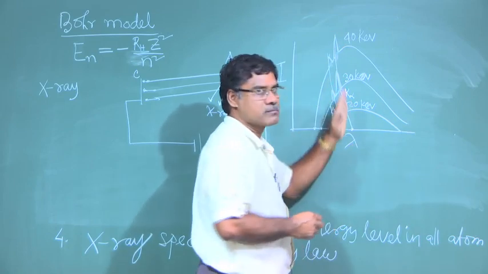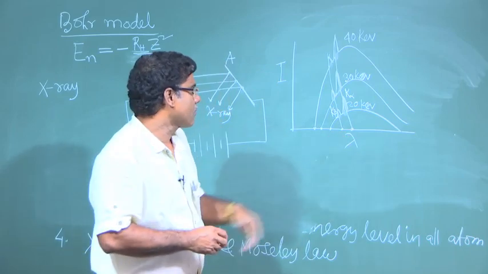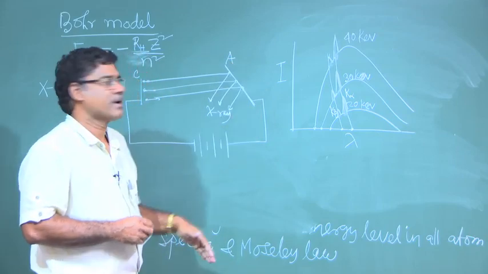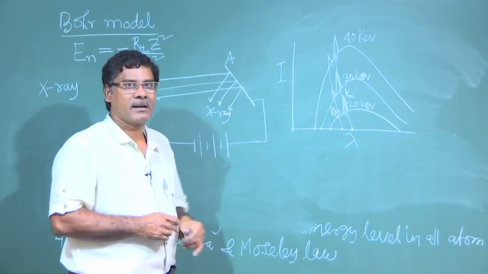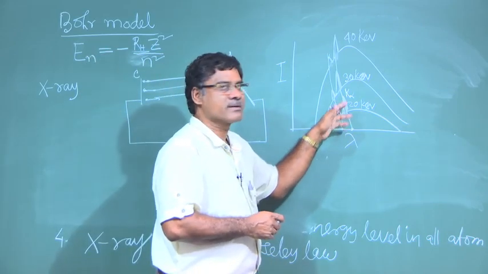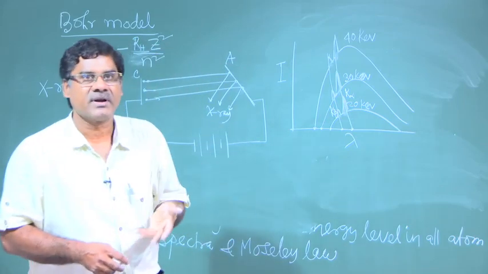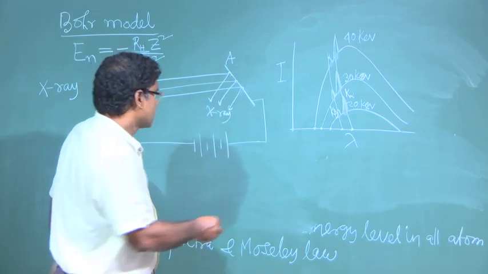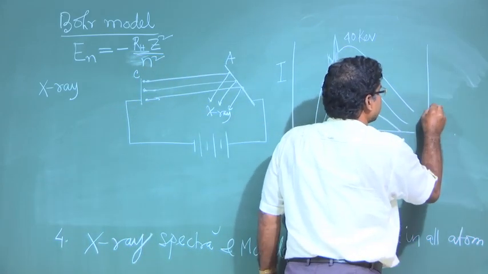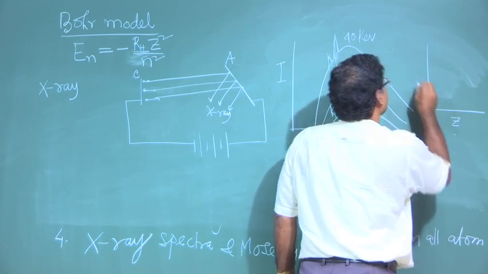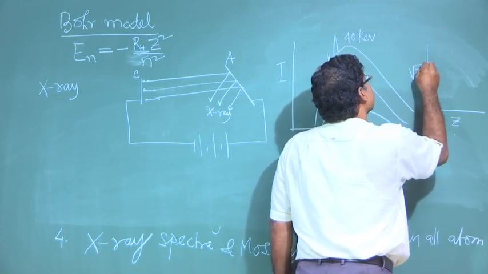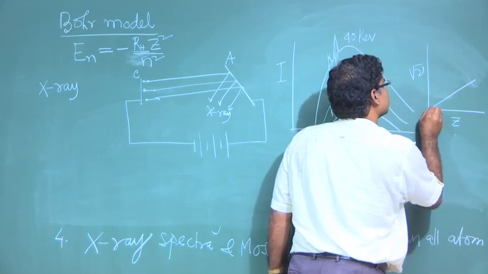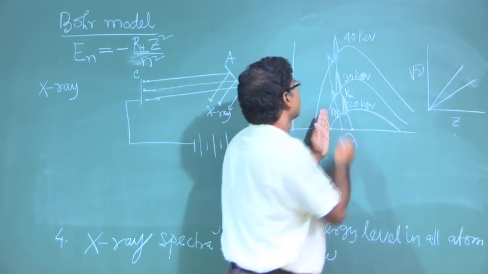So, once the wavelength is chosen, one can find the corresponding frequency. He used different targets, different anode materials, and found that the K alpha and K beta wavelengths depend on the material, that is, on the Z value. So he plotted Z against the square root of the frequency, square root of nu, and found that this is a straight line, one for each K line.